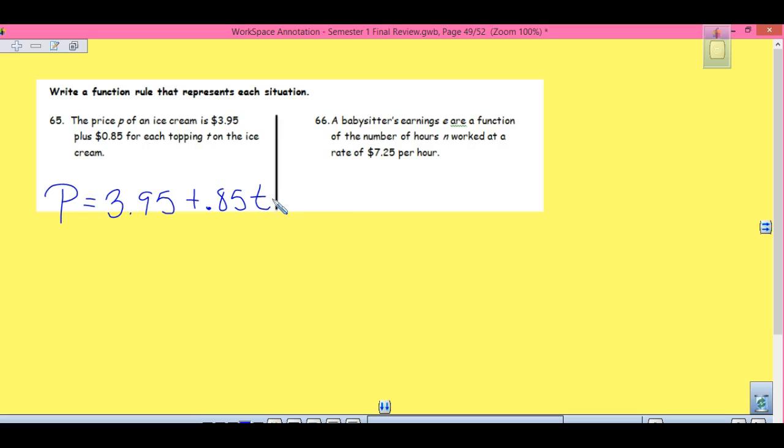Okay, a babysitter's earnings, so E, that doesn't look like an E. E equals, how much is she getting paid? $7.25 n, because they want you to use n for the number of hours worked.